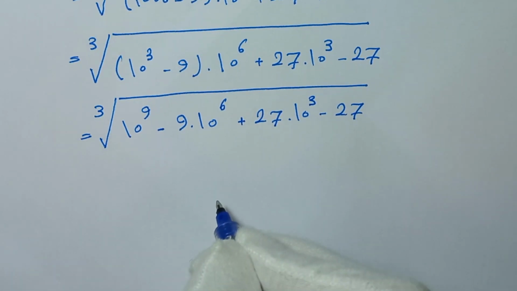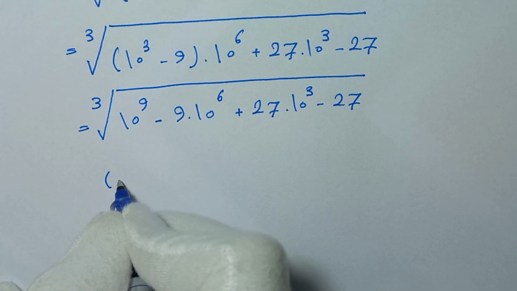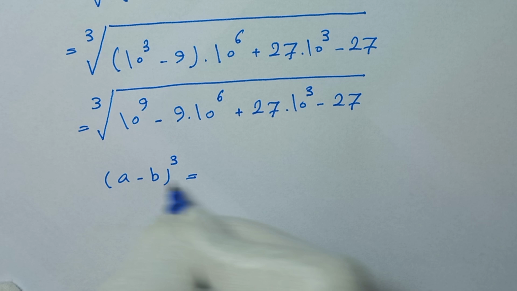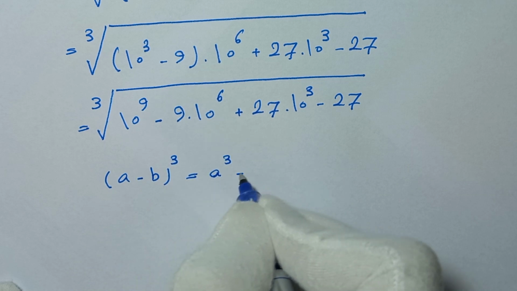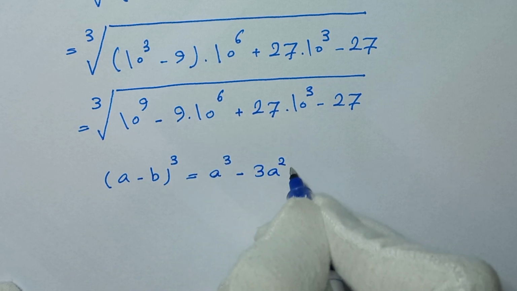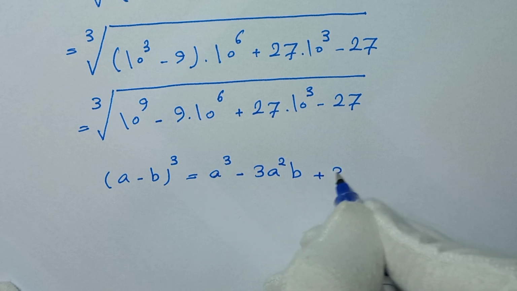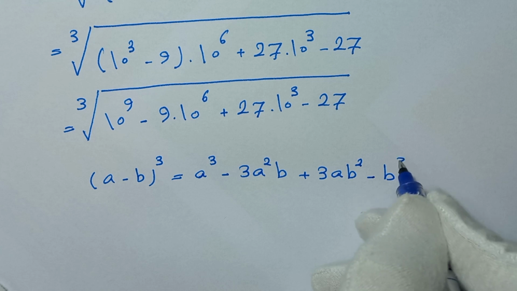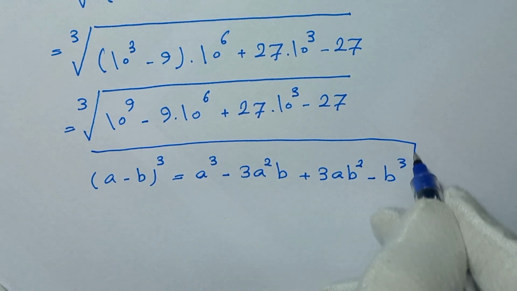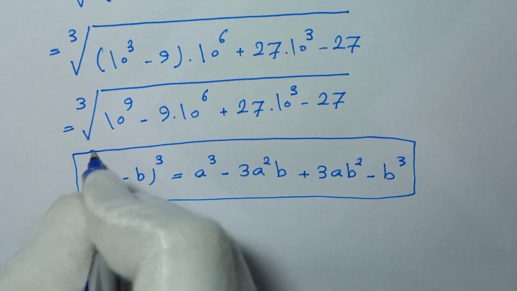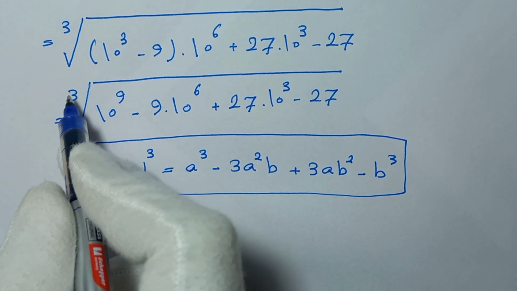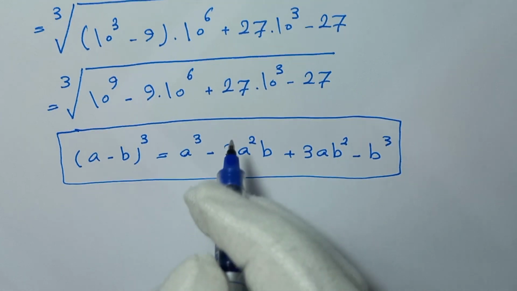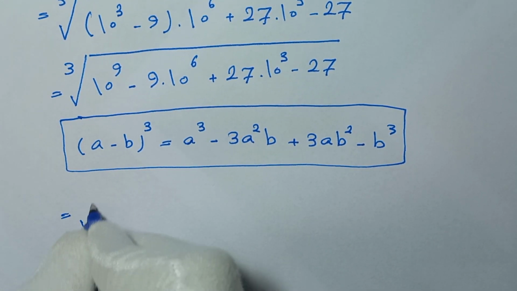In the next step, as you know, a minus b to the power of 3 equals a cube minus 3a square times b plus 3a b square minus b cube. So here we want to make this in this form.